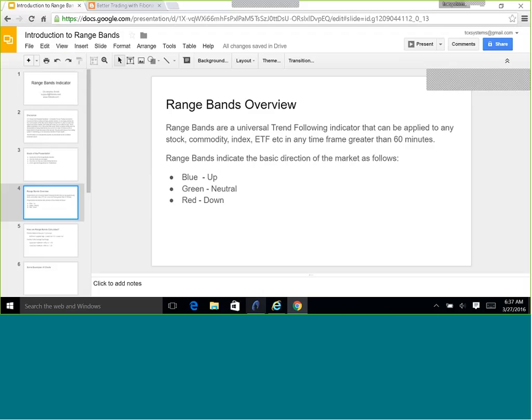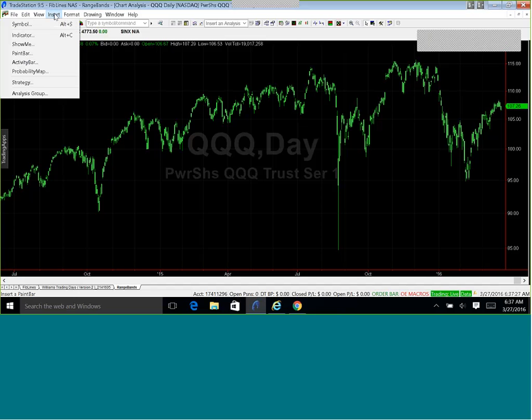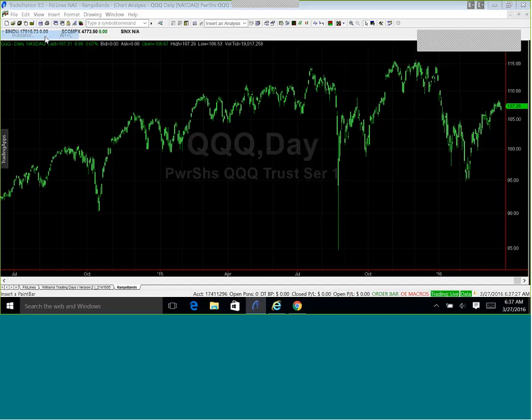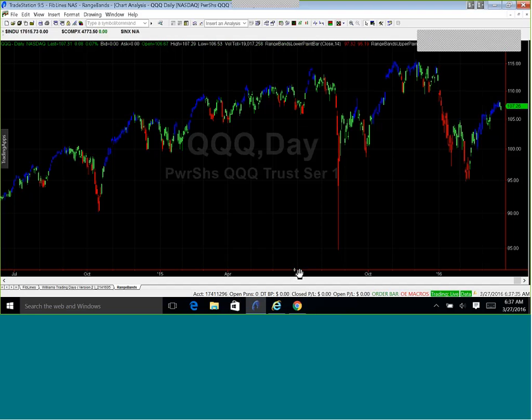So let's see what the indicator looks like. Here's a standard chart of the QQQ, the NASDAQ 100 ETF, without the indicator applied. We're going to go to Insert, Indicator, and go to Paint Bar and choose Range Bands, Upper and Lower Paint Bar. You can see now that the prices are painted in one of three colors, blue for an uptrend, green for neutral, or red for a downtrend.